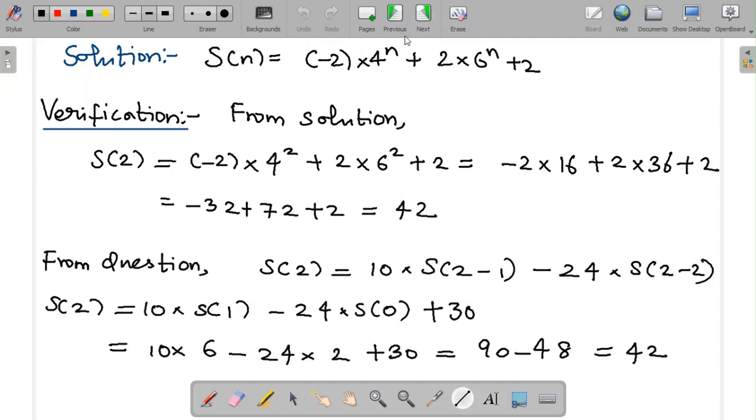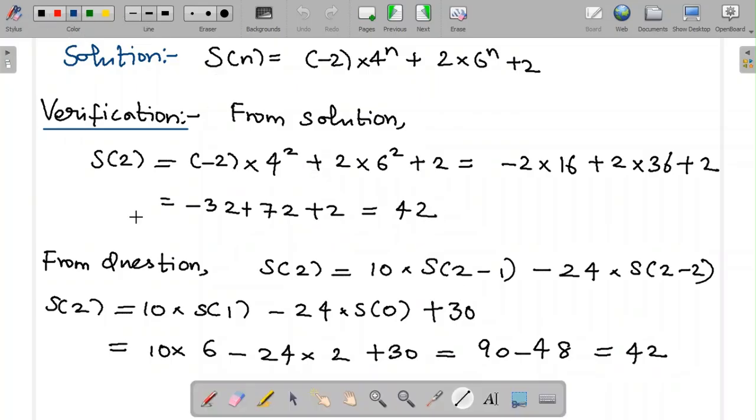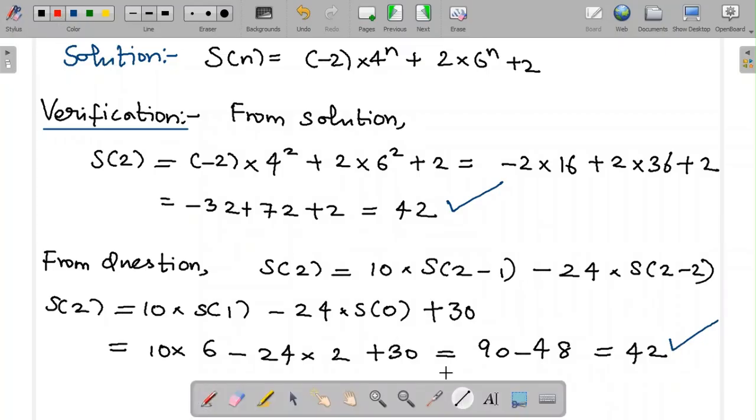Now, from the question, we see that S of 2 is 10 times S of 1 minus 24 times S of 0 plus 30. S of 1 was 6. S of 0 was 2. So that's 60 plus 30 minus 48, which is also 42. So the 42 that we obtained from the closed form expression matches the 42 that we obtained from the question. This means that our answer here is in fact perfectly right.